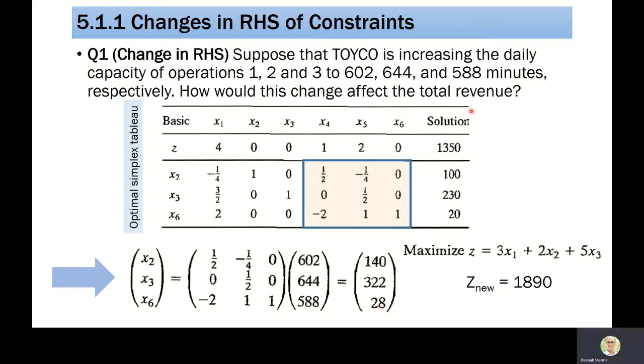Since these are feasible, this is going to be the optimum solution for us. To find the total revenue, we have the equation of z. We put the value of x1 as 0, x2 as 140, x3 as 322, and we get 1890. So we can see that the change in the right hand side is increasing the revenue for us.